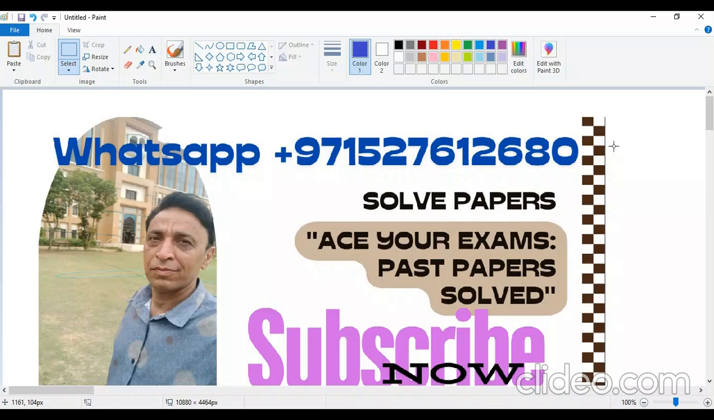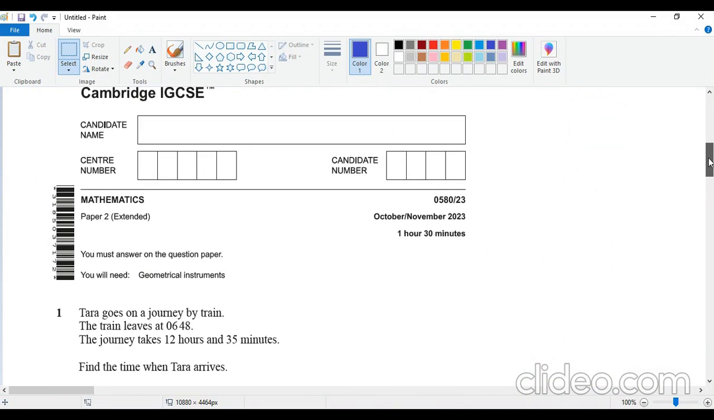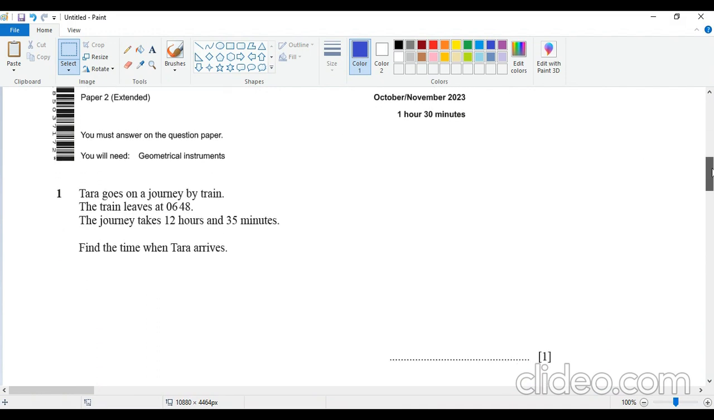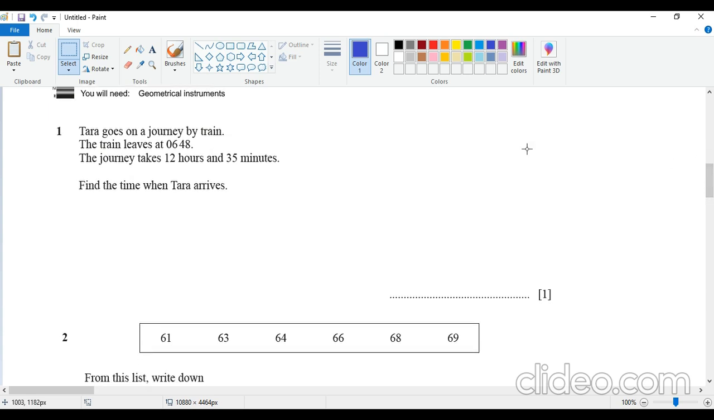Okay, so today what we have in front of us is the Cambridge IGCSE Mathematics Paper 2 extended, taken from October November 2023. Now, when it comes to the first question, it says Tara goes on a journey by train. The train leaves at 6:48. The journey took 12 hours and 35 minutes. So we take advantage of the scientific calculator.